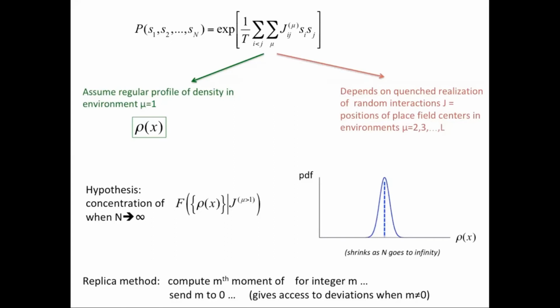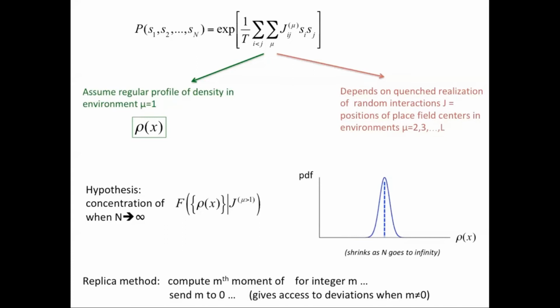effect. So despite the presence of this quench disorder, which is fixed in the connectivity matrix and doesn't change over the simulation time, we will make some concentration hypothesis of the free energy, which depends on the density profile rho of x. And the J mu larger than 1 act as some quench disorder.